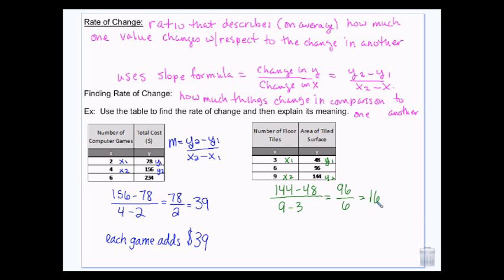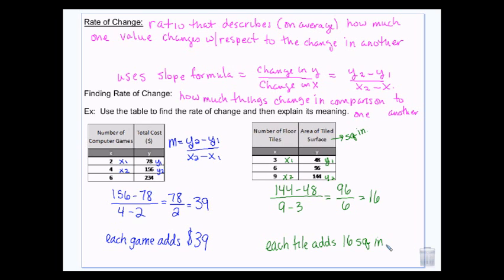I'm just going to say they're square inches maybe, because I didn't say, so we'll just say square inches to be arbitrary. So what this means is that every tile would add 16 square inches to the area that's being tiled, because as we add each tile, we're getting 16 more square inches.